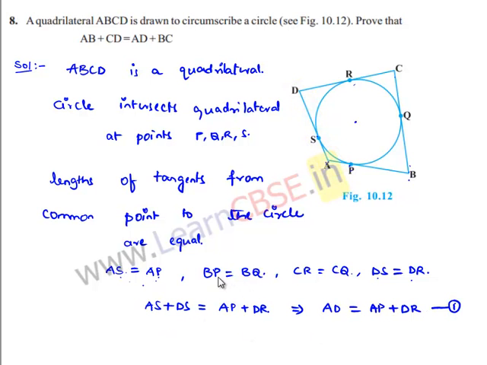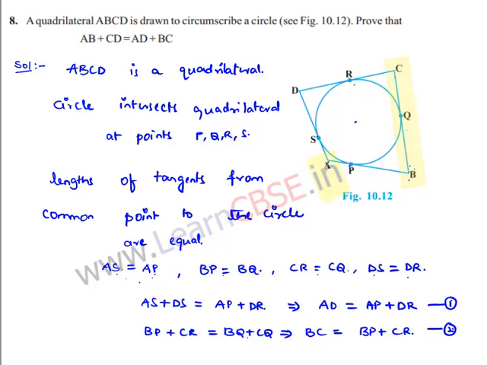Now let us also add the second and third equation. Then we get BP plus CR is equal to BQ plus CQ. That implies on the right hand side, BQ plus CQ is equal to BC, which is equal to BP plus CR. Let it be as equation number 2.